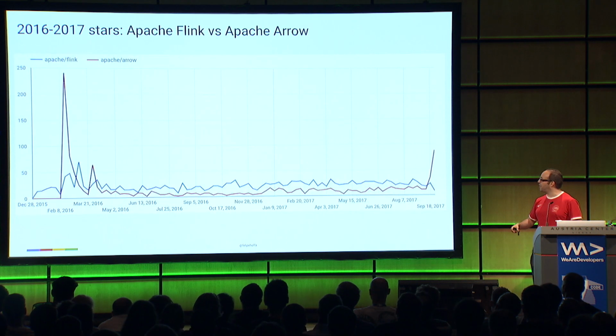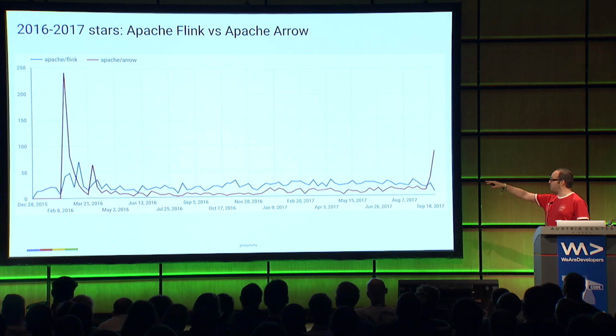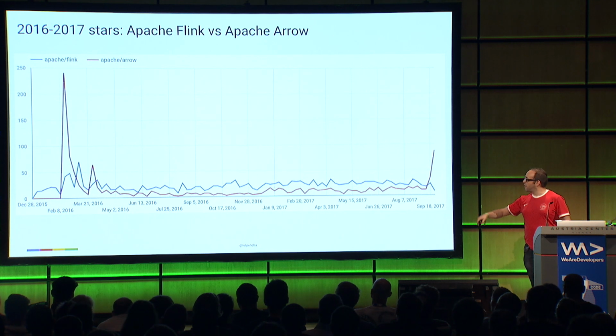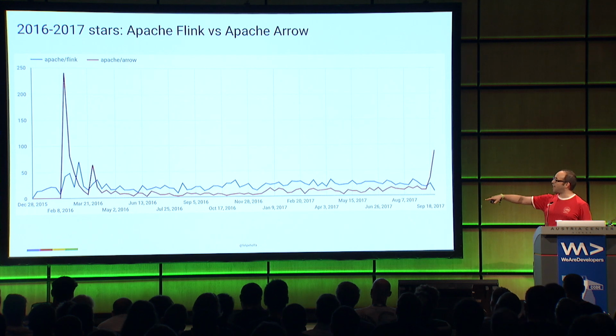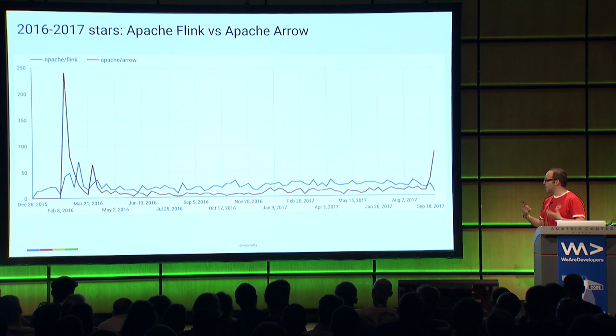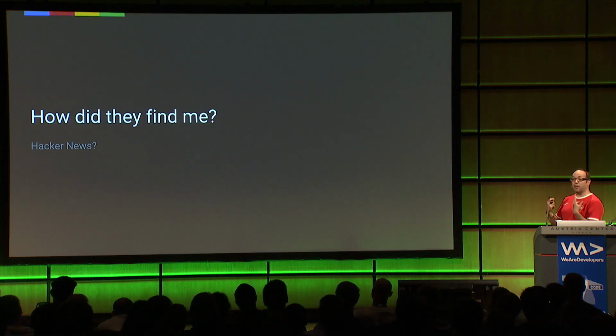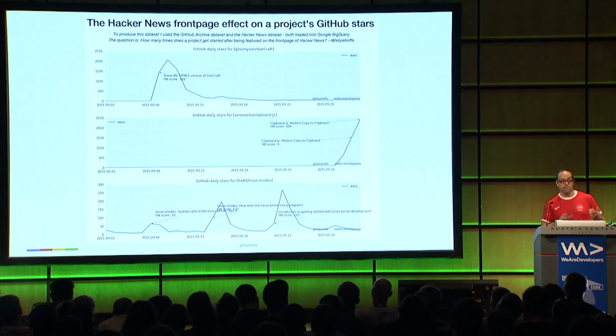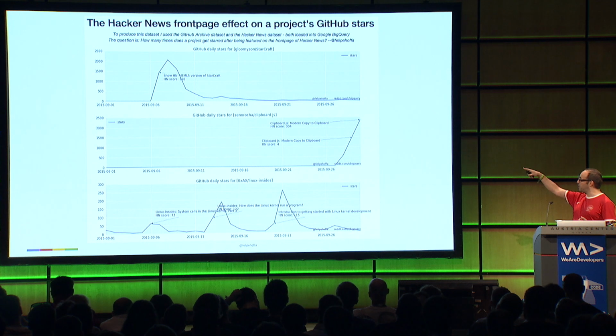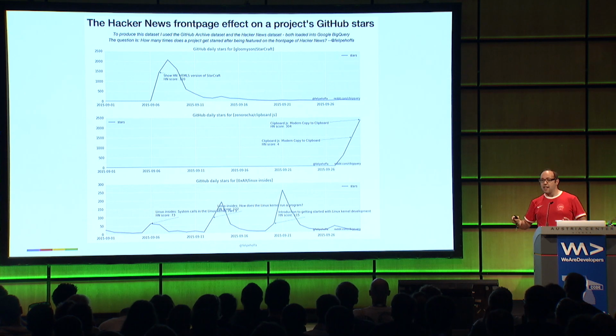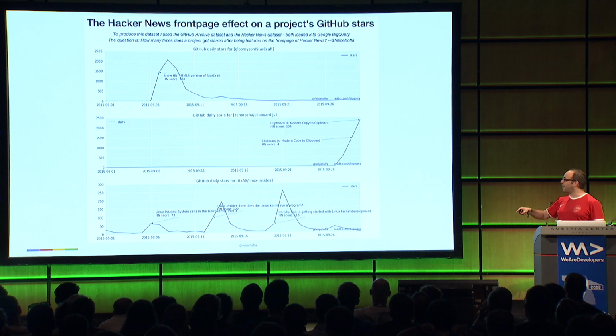Especially interesting here is, for example, Flink, that gets a stable number of stars, versus Arrow, that got a lot of stars each time Wes McKinney wrote a blog post. And then you might wonder, so how did people find your project? For example, this annotated timeline shows anytime these projects got into Hacker News. You go to the Hacker News front page, you get a lot of stars.